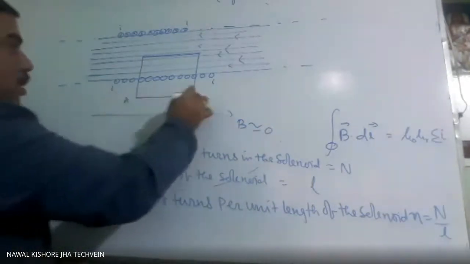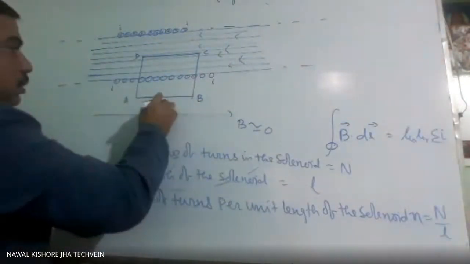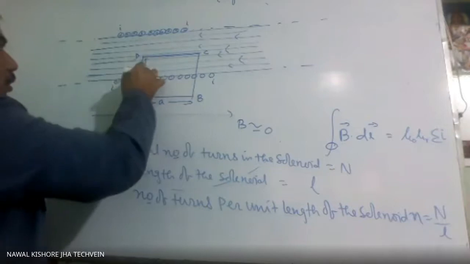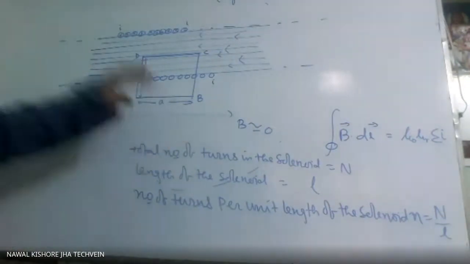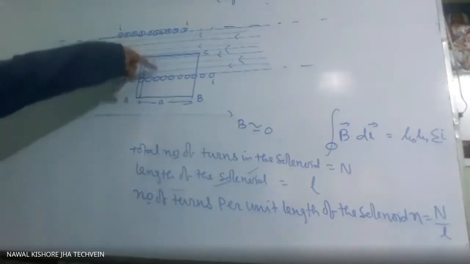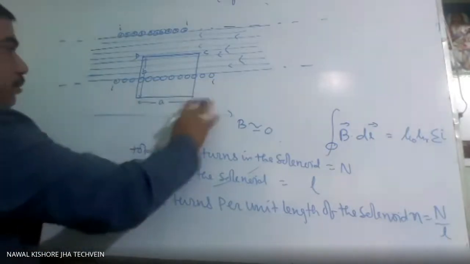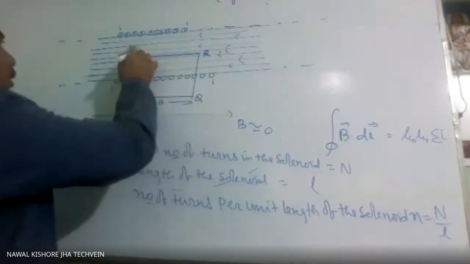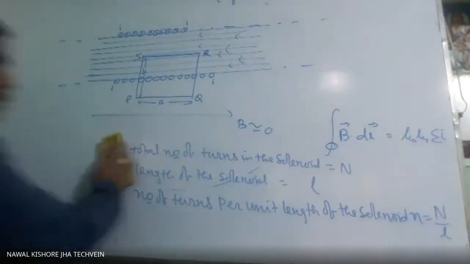So suppose this square we are considering is P, Q, R and S. Its length is A and width is B. We want to apply Ampere's circuital law to find the magnetic field in this region. Suppose B is the magnetic field. So we will apply Ampere's circuital law.